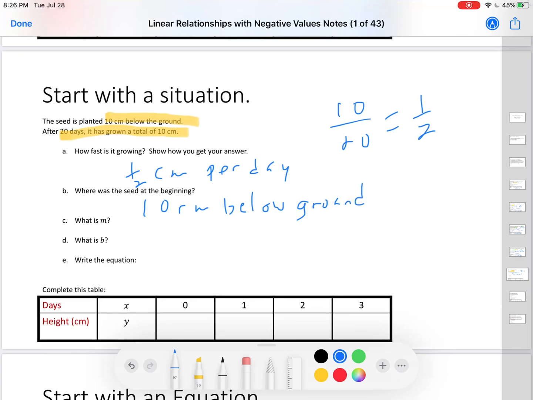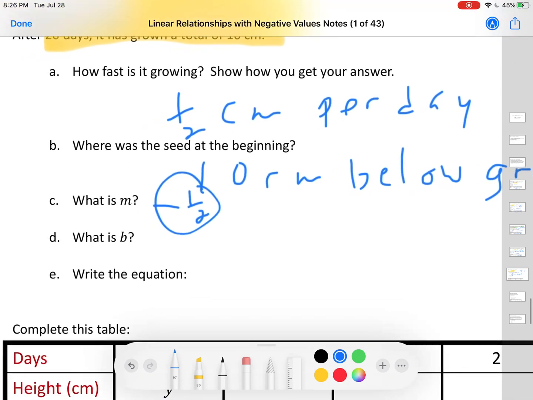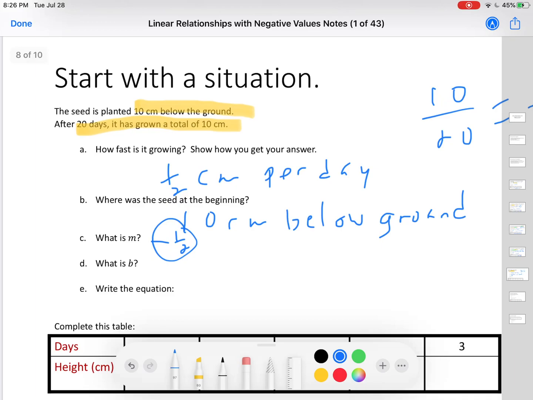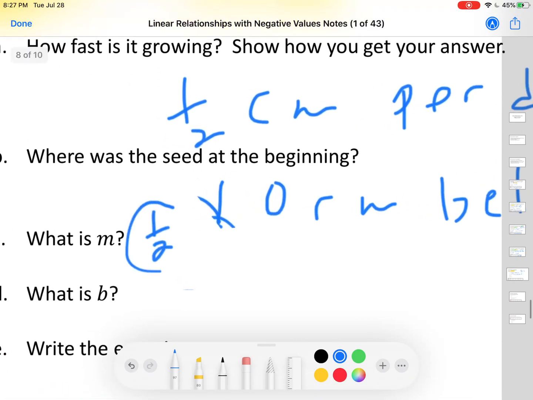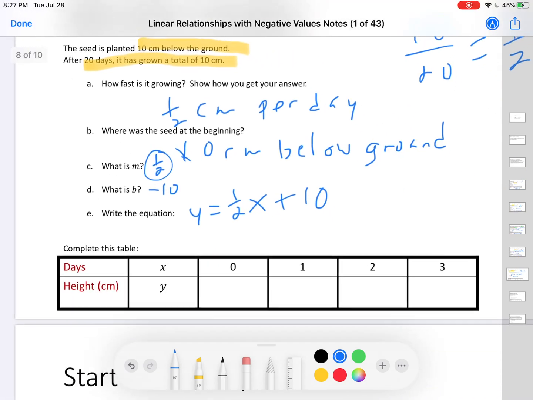What is M? M is negative 1/2. There's M. What is B? Oh, it's not negative 1/2, it's growing, so let me fix that. M is positive 1/2 because it's growing, it's not negative. What is B? Well, B is negative 10 because it's 10 centimeters below ground. So the equation would be y equals 1/2 x plus 10.